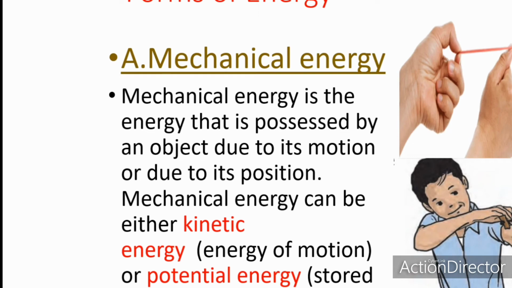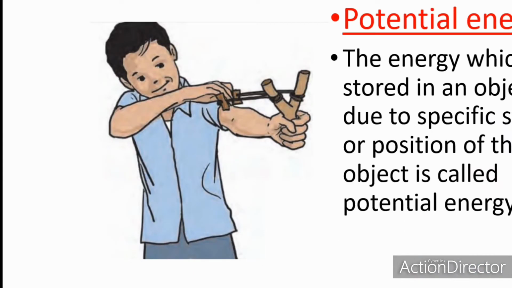In case of water, as the water is in motion, the kinetic energy is given and then the wheel starts rotating. So there are two forms of mechanical energy, kinetic energy and potential energy. Let's study it in detail. The first one is potential energy.